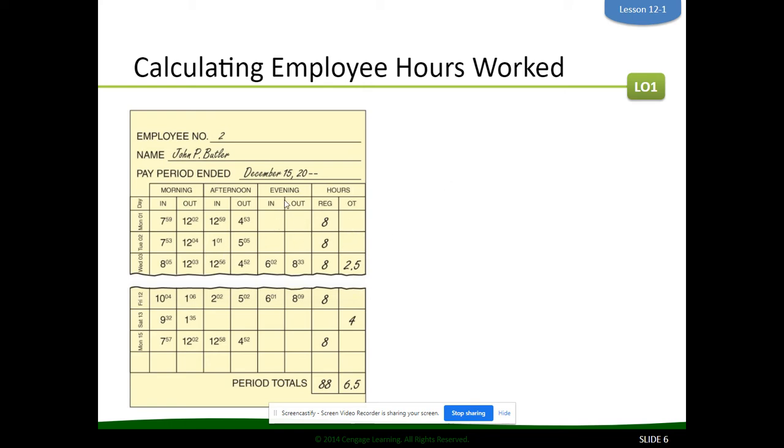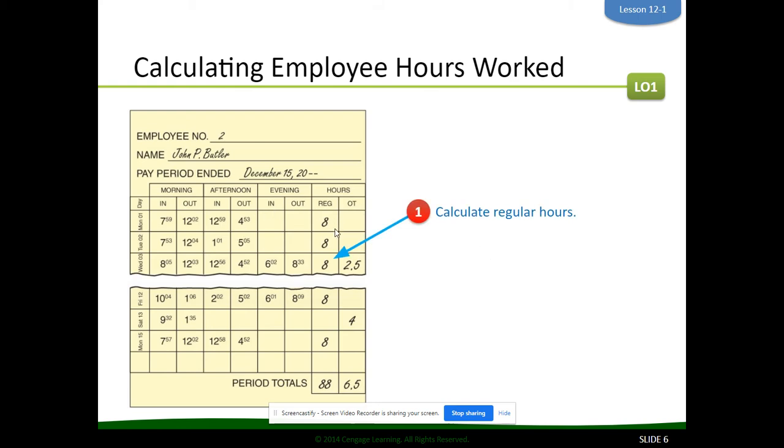So when we're doing this in MindTap, it says morning and afternoon, 7:59 to 12:02. We're just rounding, that's 4 hours. And then 12:59 to 4:53. We're rounding that as well. That's 4 hours for a total of 8 hours in the day.